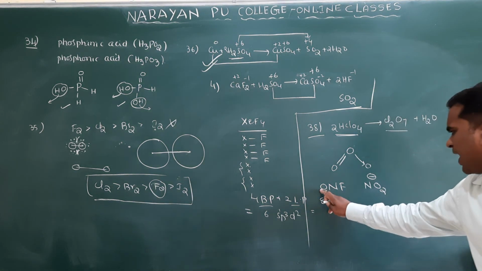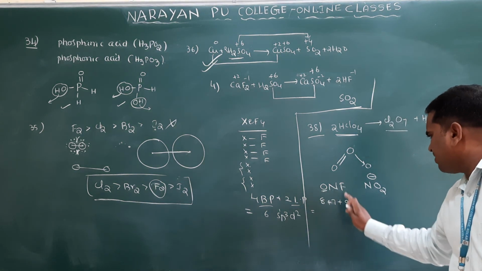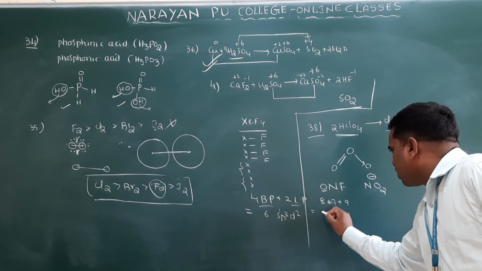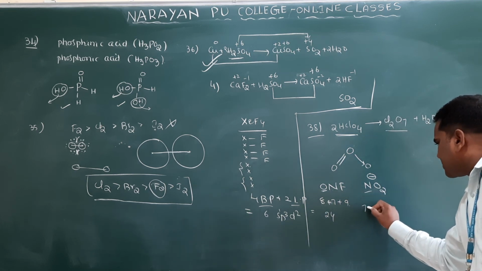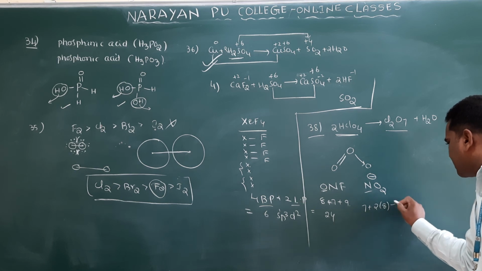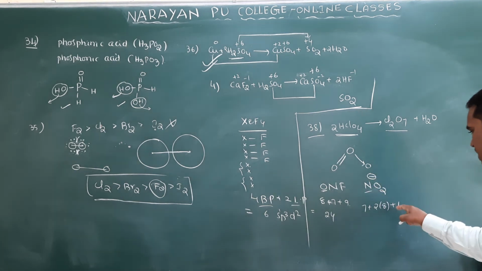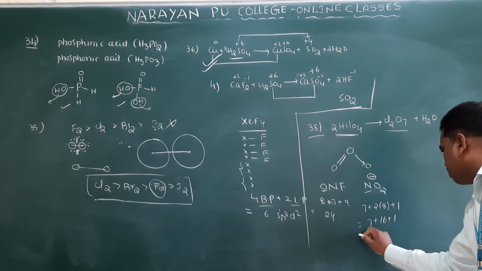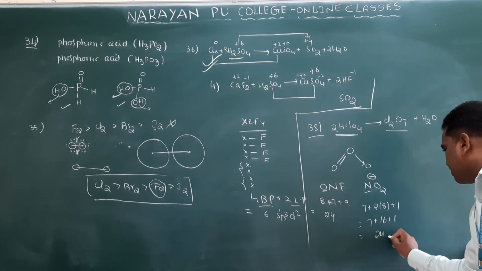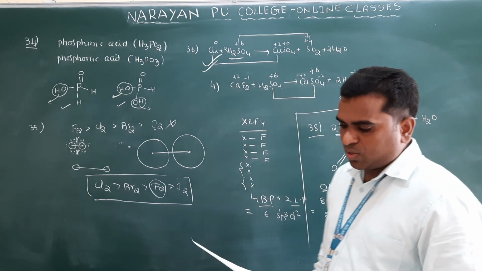Clear? So here oxygen atomic number 8 and nitrogen 7. This is 9. 8 plus 7 how much? 15. 15 plus 9, 24. Here nitrogen, 7. 2 into 8 plus 1 because minus is there. Minus means 1 electron gained. So here 7 plus 16 plus 1. And here also what will you get? 24. Both are isoelectronic.